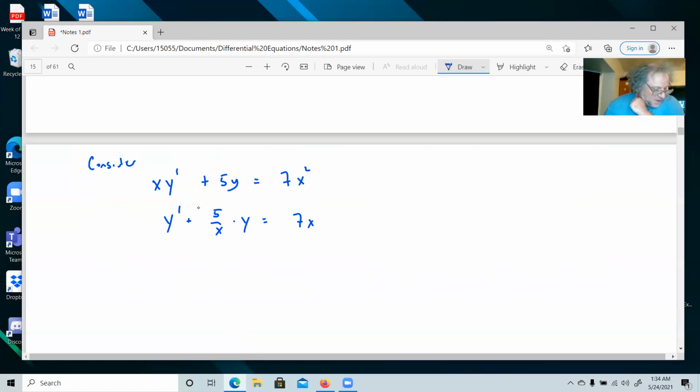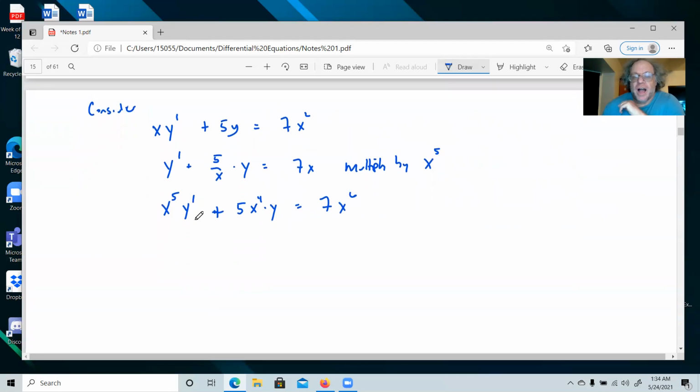Let's see here. I'm going to multiply by x to the 5th. Okay, so that's going to be x to the 5th y prime plus 5x to the 4th times y is equal to 7x to the 6th. Right? Multiply by x to the 5th. This is what we end up with. And now we're going to make a little guess.